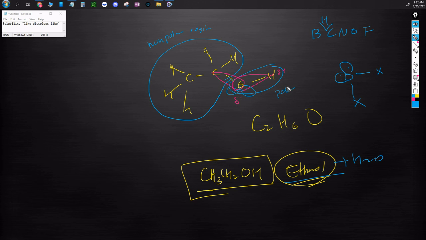So basically what will happen here? Because it has a polar region, yes, it will be attracted to water. So you have water here, partially negative, partially positive. Let me rewrite that again so I'm not confused: partial negative there, partial positive. This partial negative will be attracted to the partial positive of that hydrogen, and this partial negative will be attracted to that partial positive side of the hydrogen. So they will mix, but it will avoid the nonpolar region.